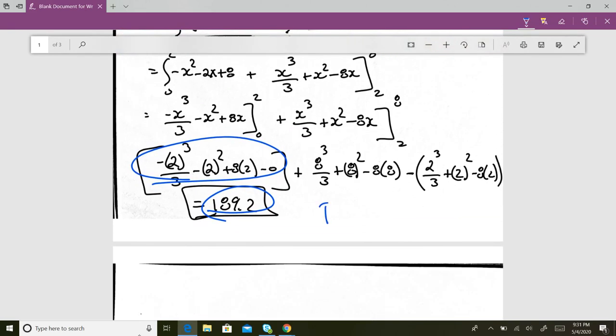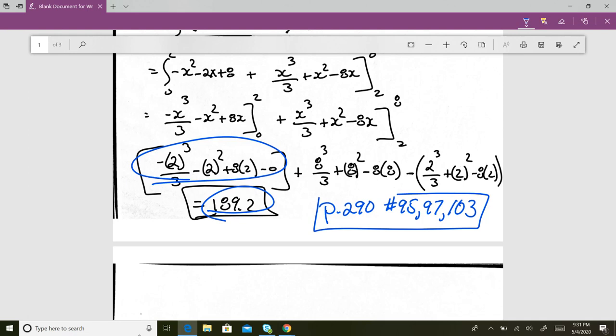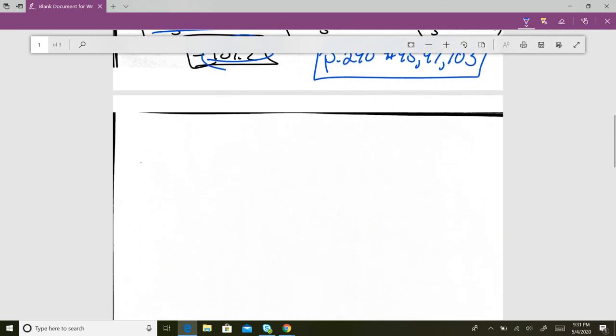Okay, some questions if you want them. Page 290, numbers 95, 97, and 103. All right, I'm going to do another short lesson. It's really short, but you can try those right now if you want.